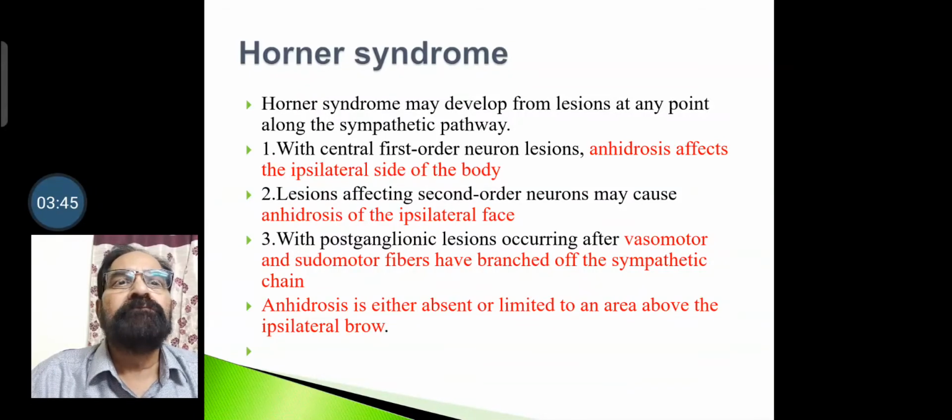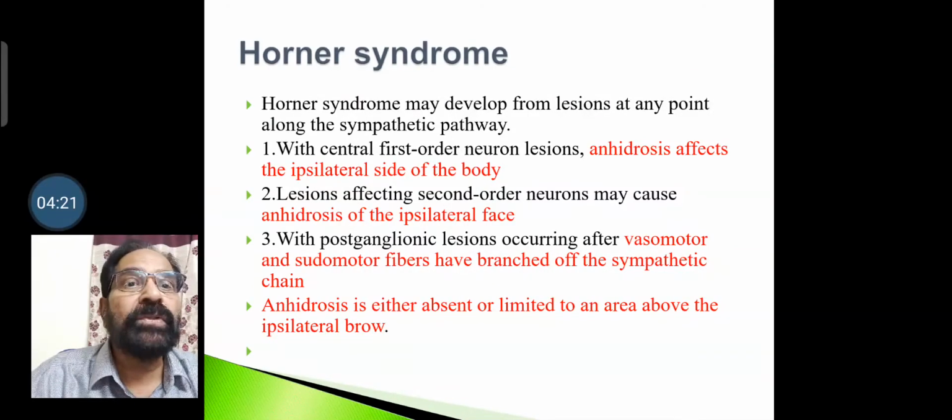Horner syndrome may develop from lesions at any point along the sympathetic pathway. With central first order neuron lesions, the anhidrosis affects the ipsilateral side of the body. Lesions affecting second order neurons may cause anhidrosis of the ipsilateral face. With postganglionic lesions occurring after vasomotor and pseudomotor fibers have branched off the sympathetic chain, anhidrosis is either absent or limited to an area above the ipsilateral brow.